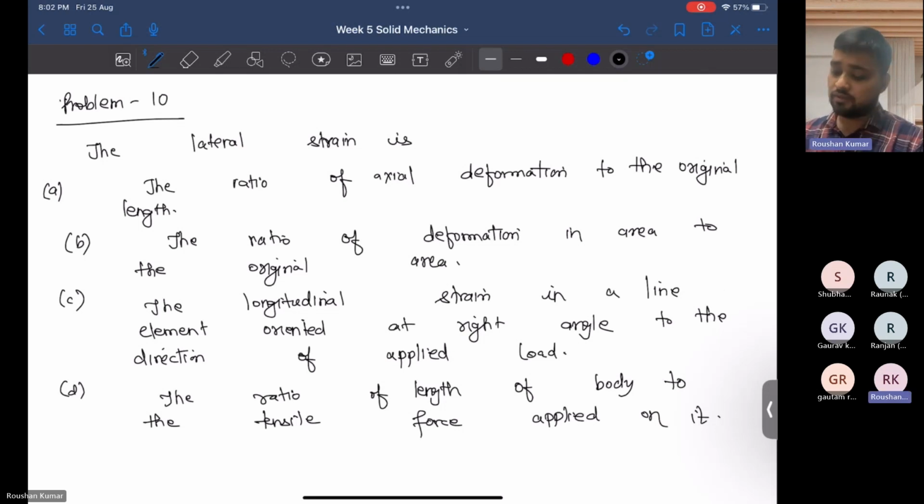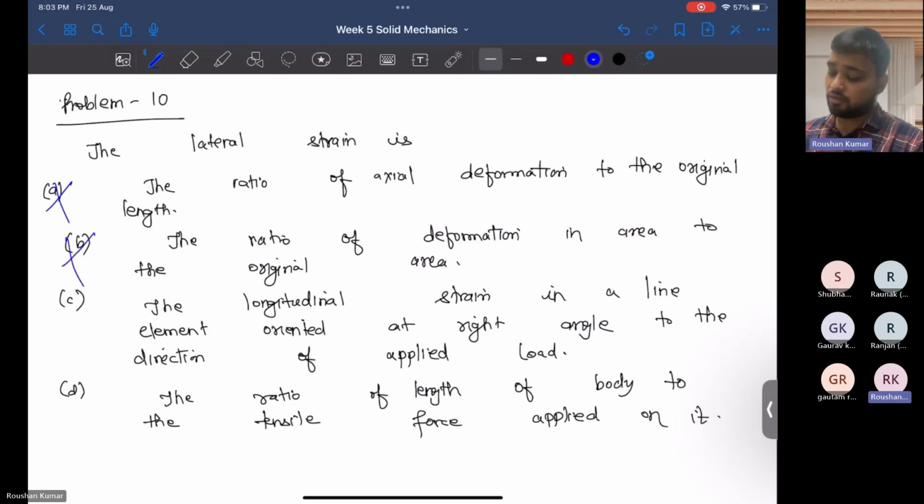So the options are the ratio of axial deformation to the original length. No, this is not the correct option, because it is not about the lateral strain. This is the wrong option. The next option is the ratio of deformation in area to the original area. This is also not a correct option because there is no strain on the basis of area.